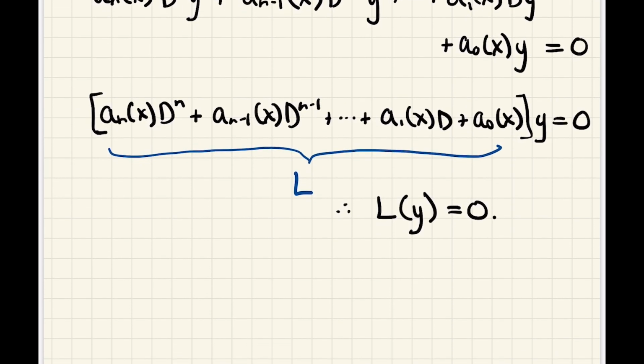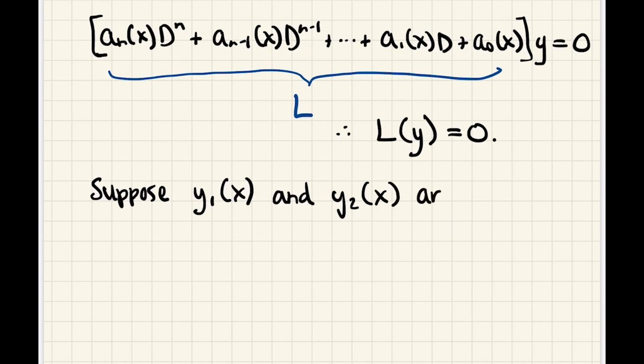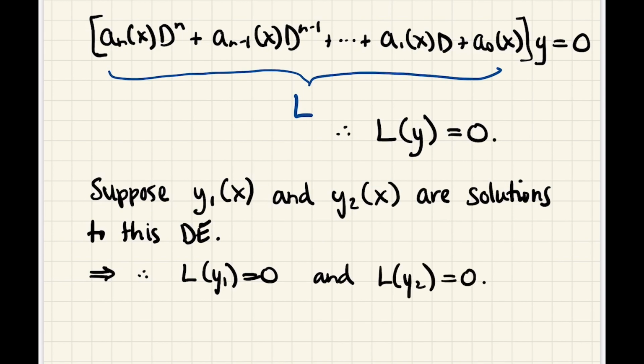So what we're going to do is suppose we have two solutions. We'll call the first one y1 of x, and we'll call the second one y2 of x. So what does this mean? Well, this means that if we go back to our differential equation and replace y with y1 or y with y2, then we're going to get 0. These actually satisfy the differential equation. L of y1 is equal to 0, and L of y2 is equal to 0.